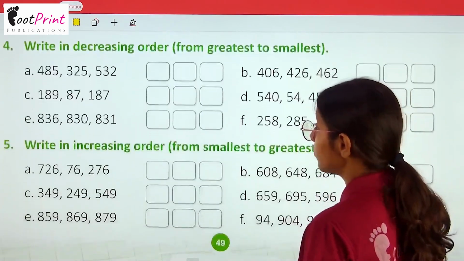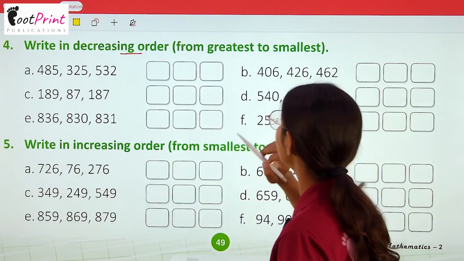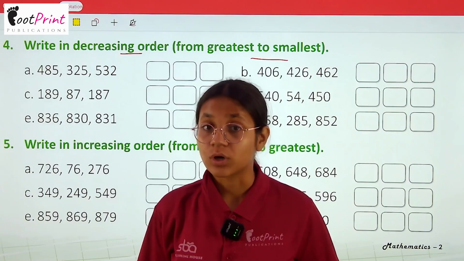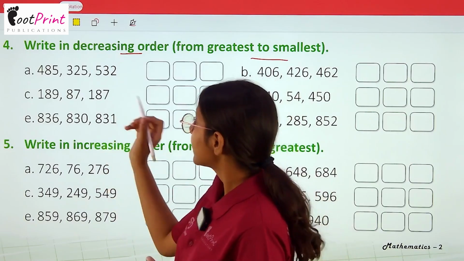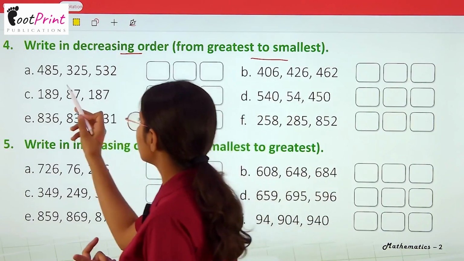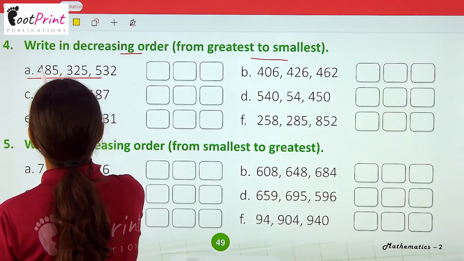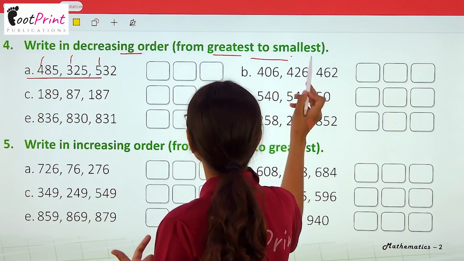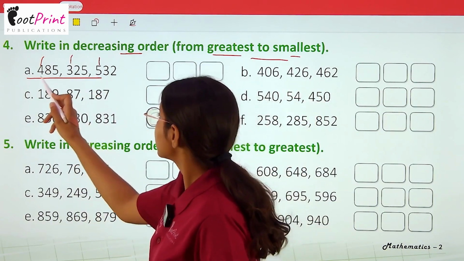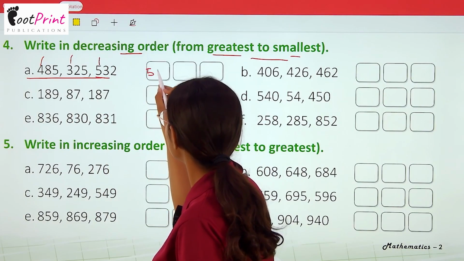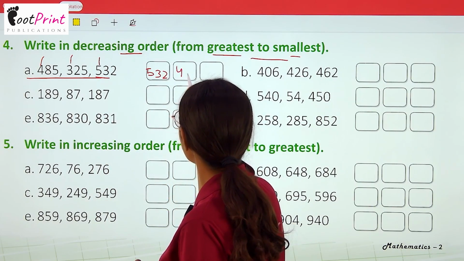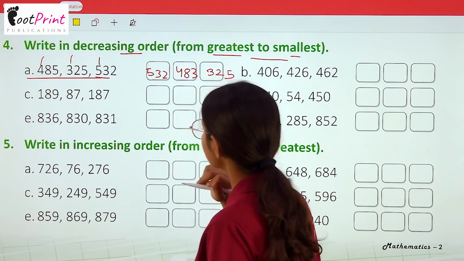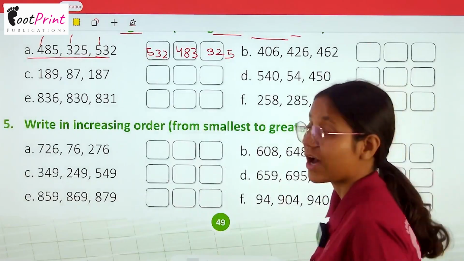Now question number 4 says, write in decreasing order from greatest to smallest. I hope you all know decreasing order, we have been studying it for a long time. So now for decreasing order, we can easily put them in order by just seeing the hundreds digit, because these are different. Decreasing order means from greater to smaller. Firstly we will put 532, then 485 and then 325. In a similar manner, you have to do the rest of the parts on your own.